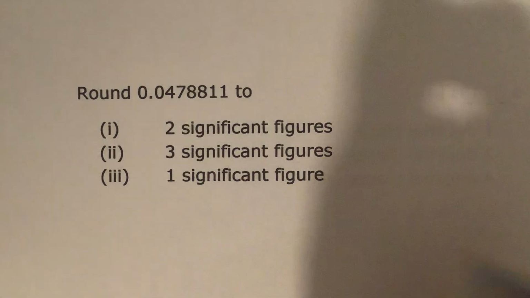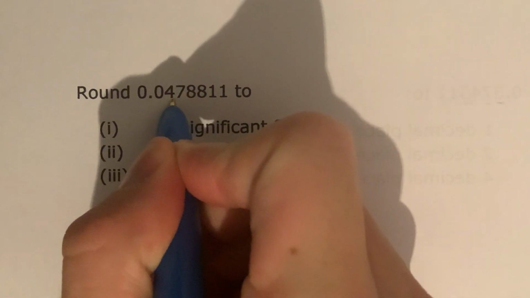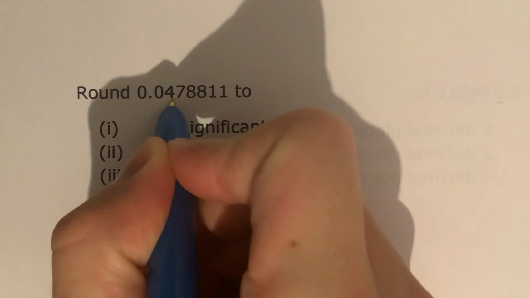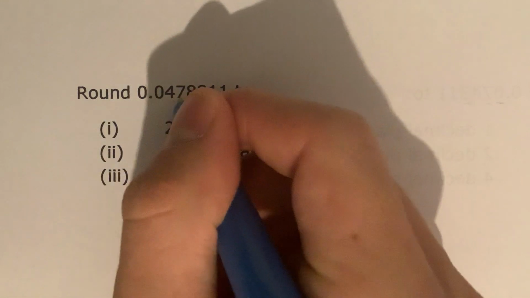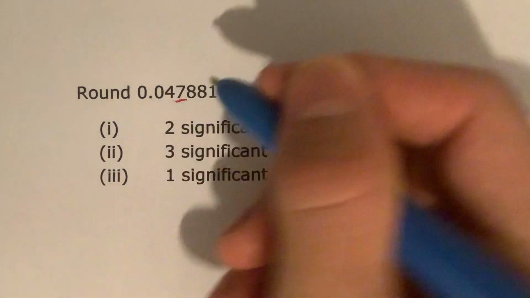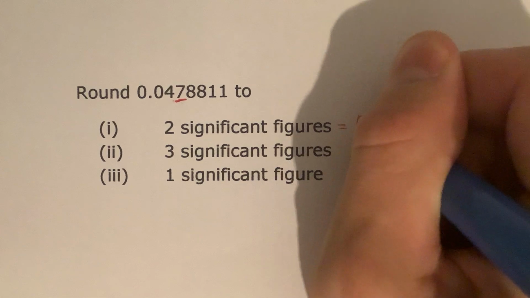Okay, the next one, 2 significant figures. This time, that's my first significant figure, because it's the first digit of any value. That's my second. So the number after the 7 is the 8, so we round that up.